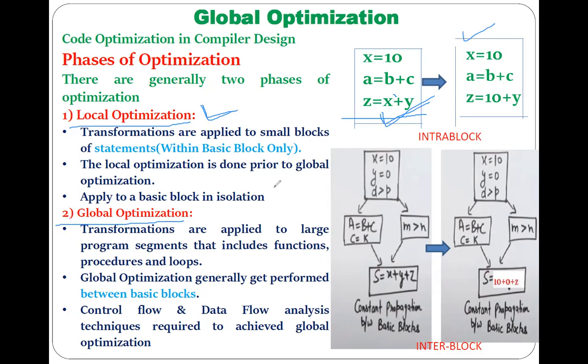Global optimization. As compared with the local optimization, global optimization is slightly opposite to that. Here changes or transformations or modifications are done in a large program segment, which includes functions, procedures, and loops. In general, global optimization gets performed between the basic blocks. Between the basic blocks means when you do the modification, and during that modification you have to interact with multiple basic blocks, then that particular optimization is called a global optimization. That is the reason we call global optimization an inter-block optimization, whereas local optimization is an intra-block optimization.